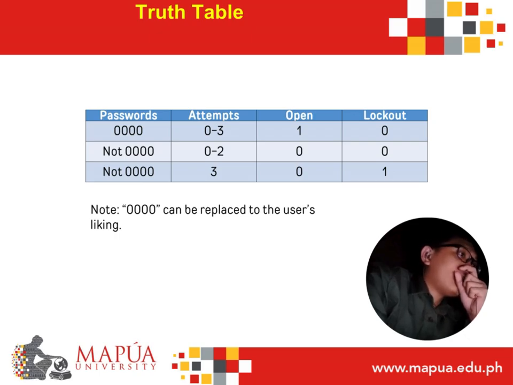If you get the first two attempts wrong, it will not go into open. The vault will not open, but also it will not lock you out. But if your third attempt is wrong, then it will lock you out. I do note that the 000 can be replaced to the user's liking, so the password can be replaced.